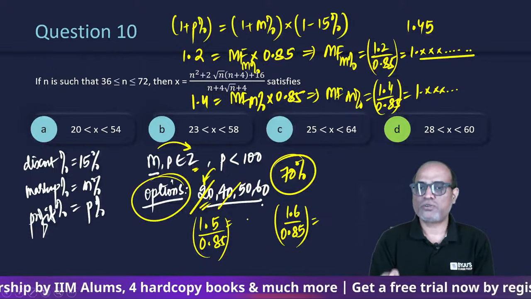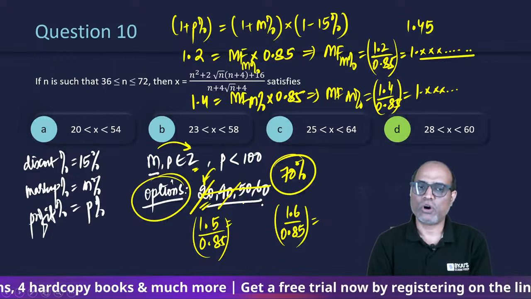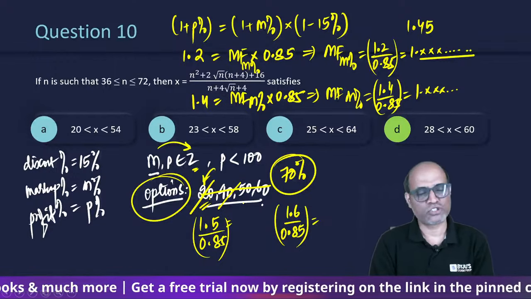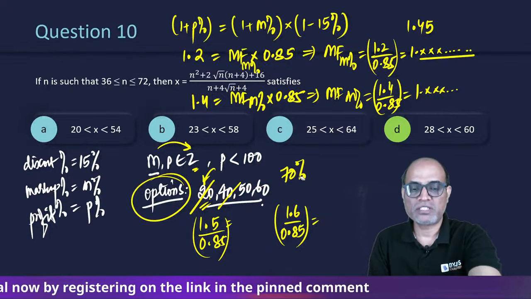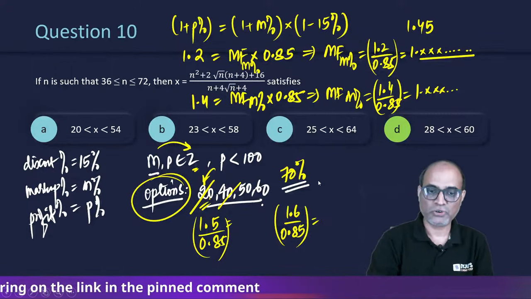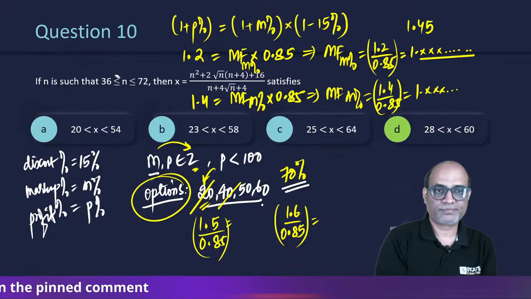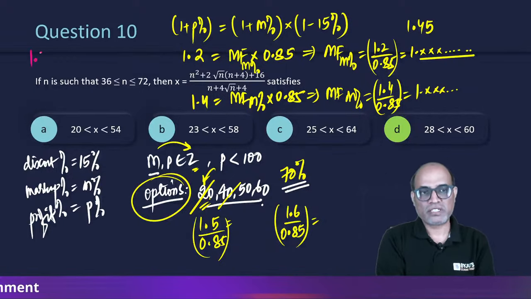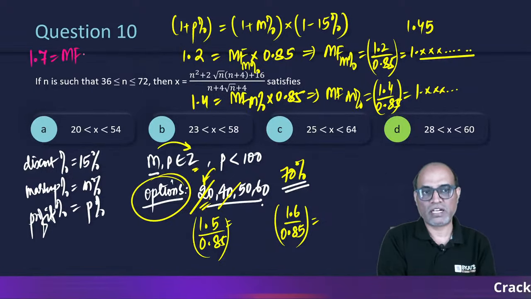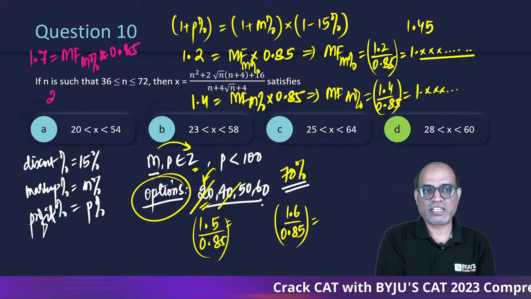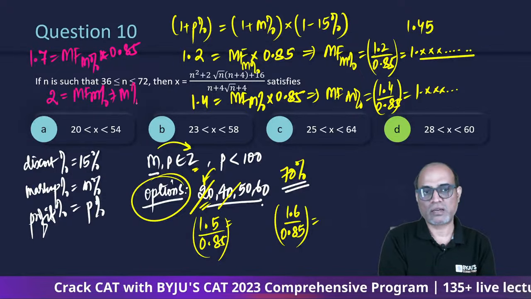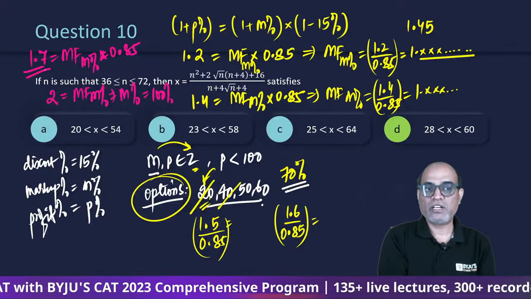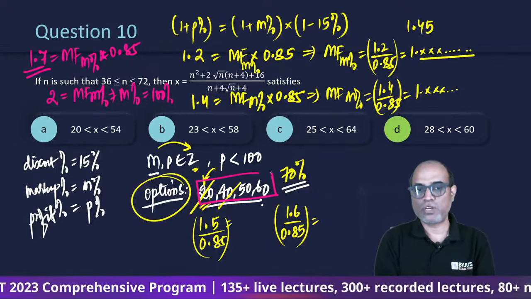It should be 70% and the answer should be that none of these four. All these four cannot be the multiplying markup percentage. Sorry, profit percentage. Profit percentage is going to be 70%. Look at it this way. I'll write it here. If profit percentage is 70%, 1.7 is equal to the multiplying factor of markup percentage into 0.85. So this gives you 2 as the multiplying factor of markup percentage. So this gives you markup percentage equal to 100%. So 1.7 is an acceptable value. None of these four can be it.